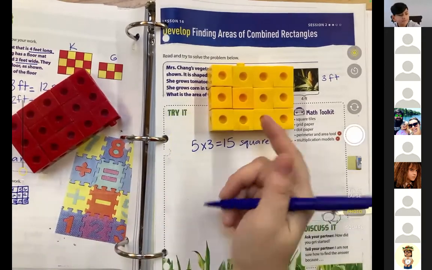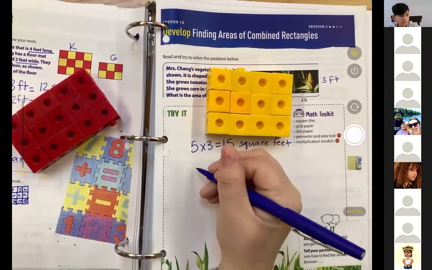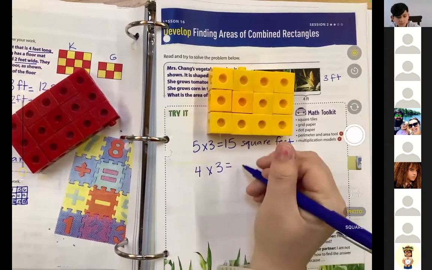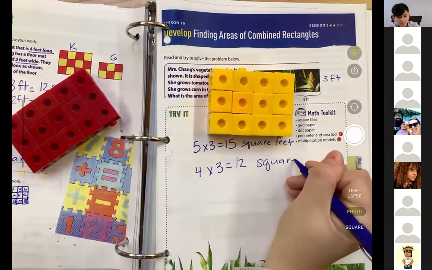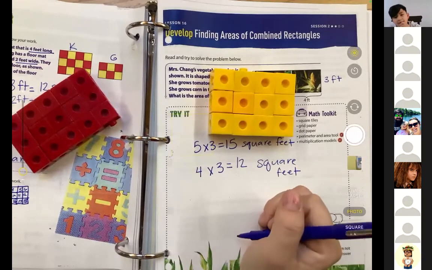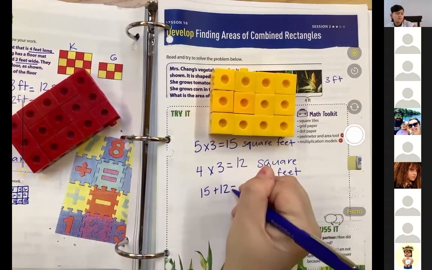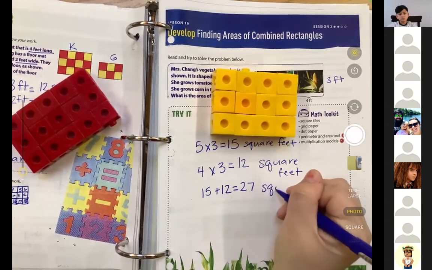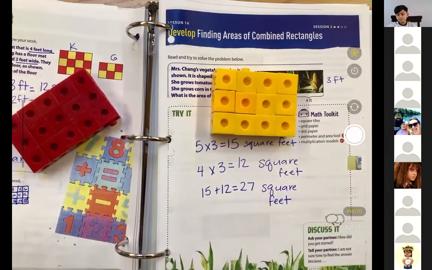For time's sake, I see Sophia H answering me in the chat. So she's saying I would do 4 times 3, and I would get 12 square feet. And then I'm gonna add those two numbers together. I'm gonna do 15 plus 12, and I would get 27 square feet.